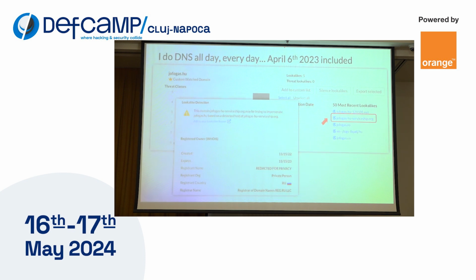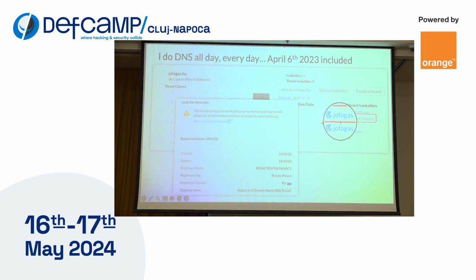Okay, so back to the story. As I said, I do DNS every day, and that was the case also on April 6th last year. I was looking into results of our lookalike domain detection algorithm. And here, I noticed that for the domain observed, which is here Iofogas HU, an online advertisement portal in Hungary, a very typical target for phishing domains.